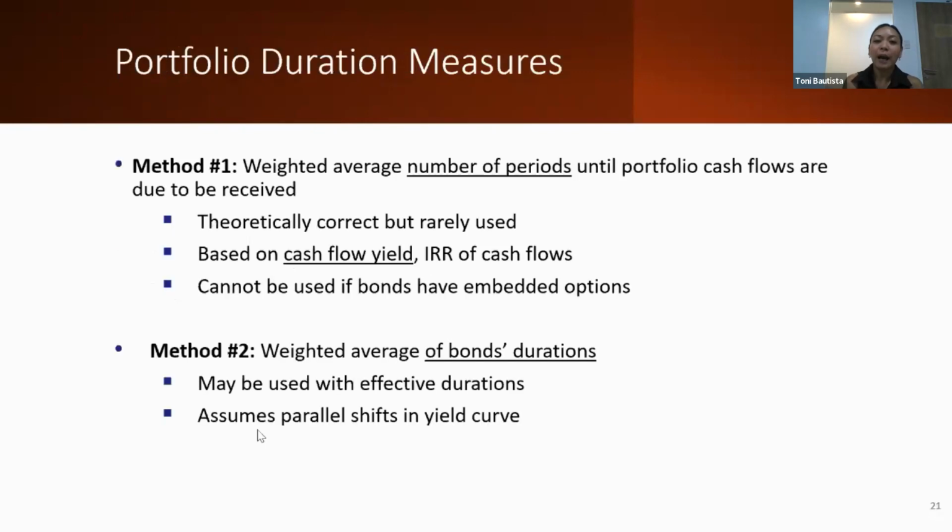Now, if you're looking at a portfolio, how then do you use duration? We have portfolio duration measures. Because essentially, for each bond you would have a certain duration. But if you're looking at an entire portfolio, how then do you employ the concept of duration in order to measure the risk in your portfolio? So there are 2 methods.